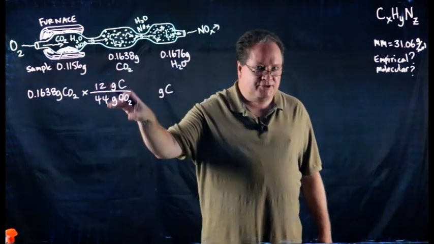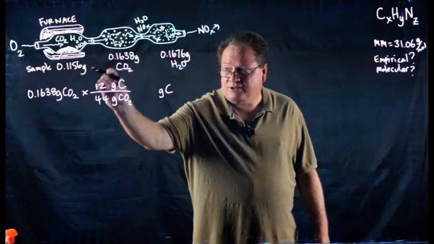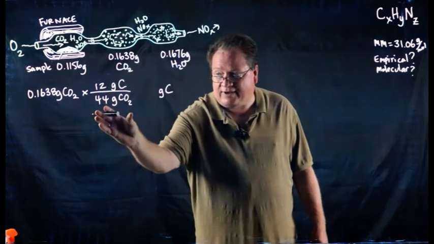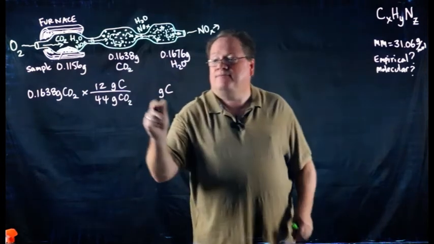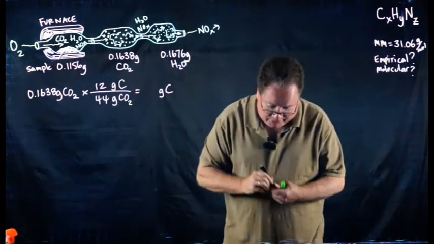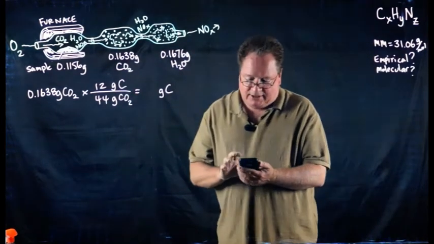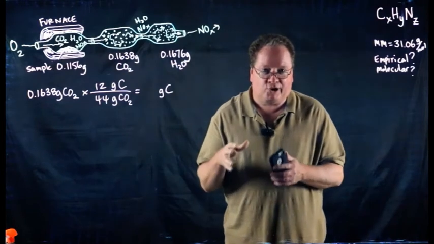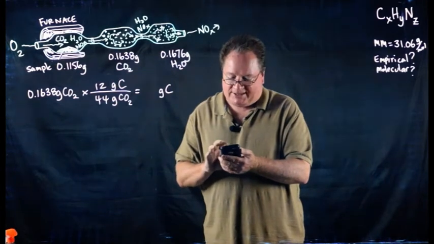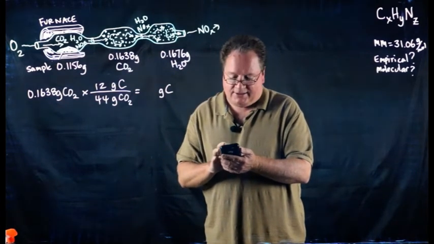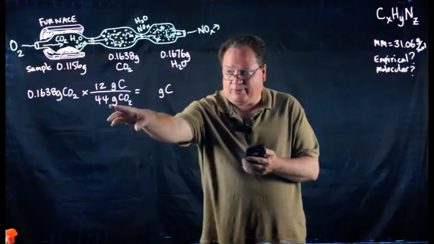Really, when you think about what we're doing here, this is simply percent composition. I took the mass of the carbon in that compound and divided it by the total mass. You guys did this already in percent composition. So if I run those numbers, I'm going to get the number of grams of carbon. This question's like the mother of all empirical formula questions. This will be 0.1638 times 12 and then divided by 44.